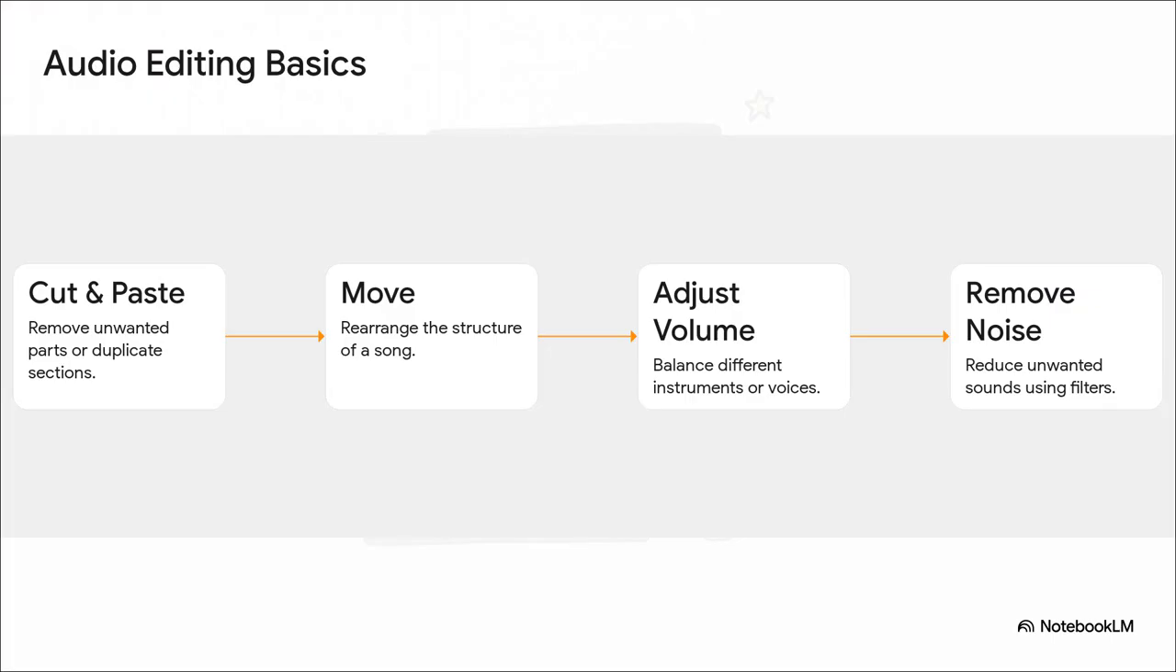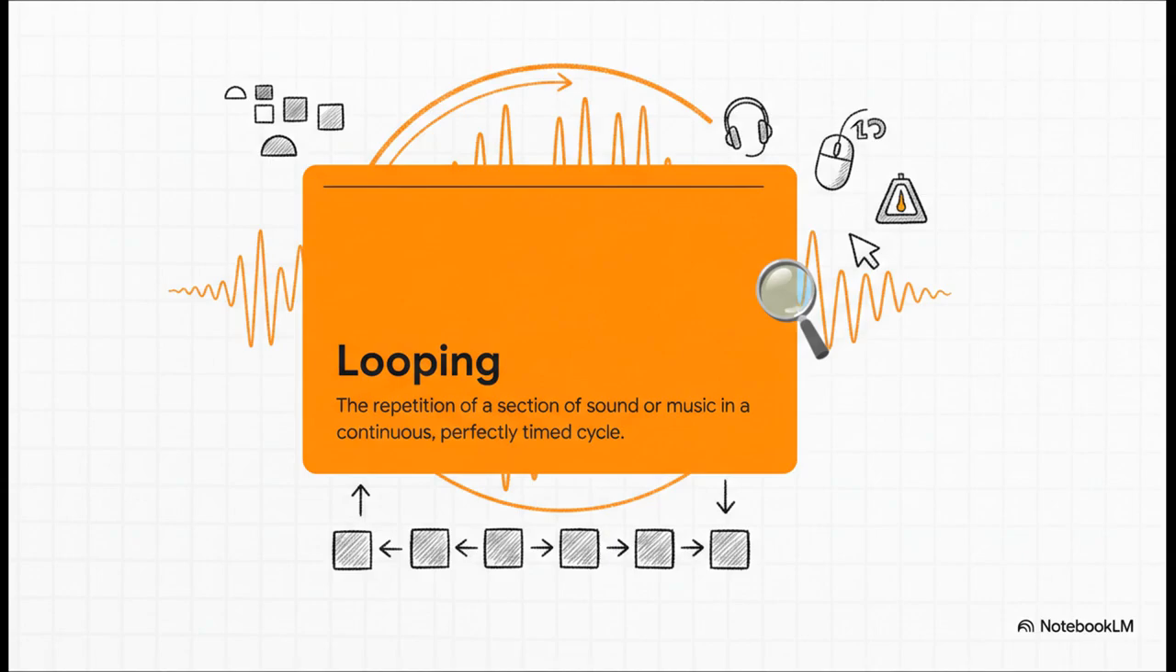This part is called audio editing, and honestly, it's a lot like editing a school paper or a video for social media. You can cut out the bits you don't like, copy and paste the chorus so it repeats, move whole sections around to build the song's structure, and of course, adjust the volume of every single track so it all sounds balanced. One of the most powerful tools here is looping.